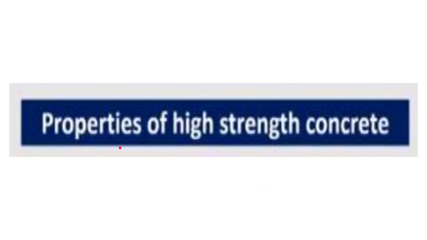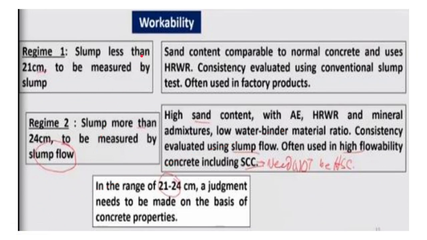Now let us see the properties of high strength concrete. First is the workability. In the first regime, if the slump is less than 21 centimeter, then the workability needs to be measured by slump test itself. Here the sand content can be comparable to normal concrete, and they use HRWR, that is high range water reducer. That's why the slump is a little less. Consistency is evaluated using the conventional slump test, and it is often used in factory products. This type of concrete has slump less than 21 centimeter.